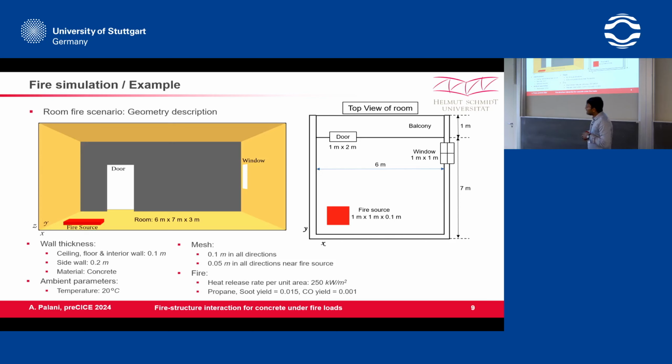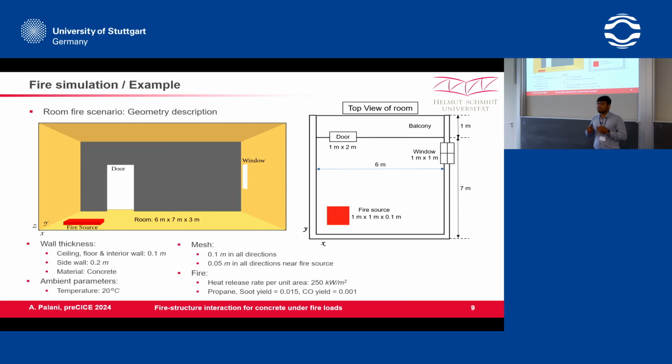So now let's always stick to the basic example, a very simple example. This is a nice room with a fire source at the corner, and we have a window and a door. The door leads to a beautiful balcony, and here you can see the dimensions, which don't matter, but still I added them. The concrete material is taken from the Eurocode, and we have an ambient temperature of 20 degrees Celsius, and we specify the fire source in terms of heat release rate per unit area.